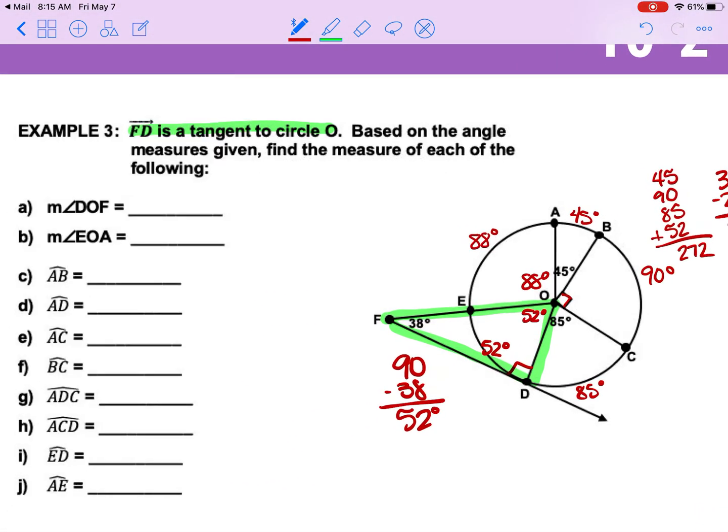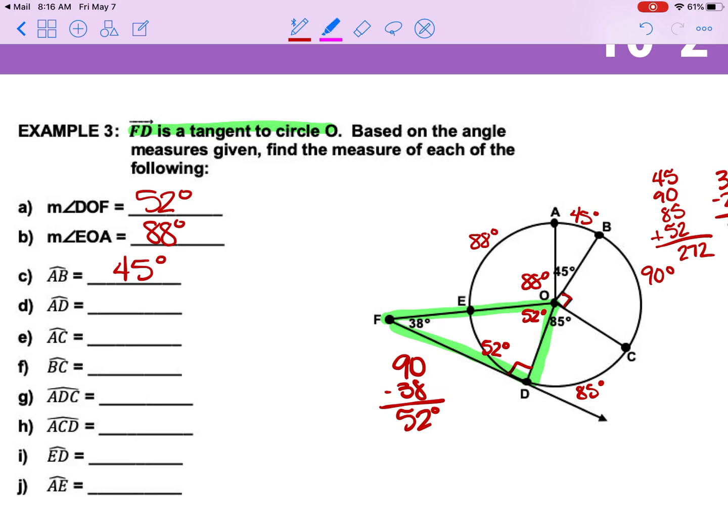So DOF, let me get a highlight color here. D to O to F, right there in purple. We already found that that is 52 degrees. EOA, so E to O to A, we know that that is 88. Makes it so much easier once you have all the information. Now they're wanting some arcs because they have the arc symbol over it. So arc AB, connect A to B. We can see that that's 45. Make sure you have your degree symbols on everything.